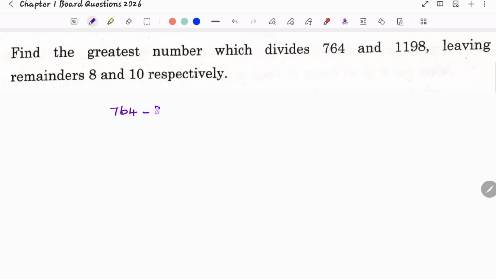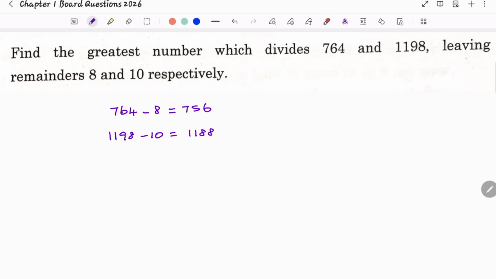764 minus 8, which is equal to 756. Next, 1198 minus 10, which is equal to 1188. So subtract the given remainders from the given numbers first. Now find the HCF of these two numbers.